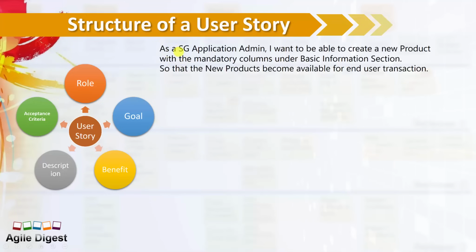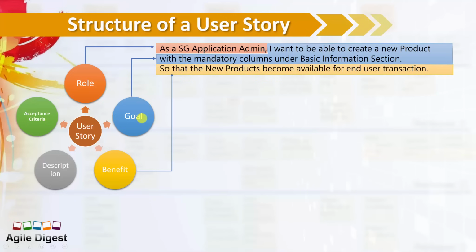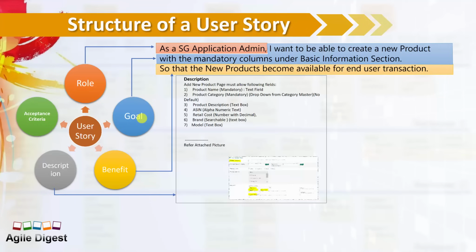So we have "as a", that is the role, and "I want", what exactly you want, and what's the benefit. If I look into what is the role, this is my role area, and "I want to be able to create with mandatory columns" will be my goal area. And what is the benefit? So even though these 3 portions are part of the title, we break them into 3 sections: role, goal and benefit. Now we have a description like this, where we can say add a new product page and give the field descriptions, you attach some wireframe, everything goes in the description.